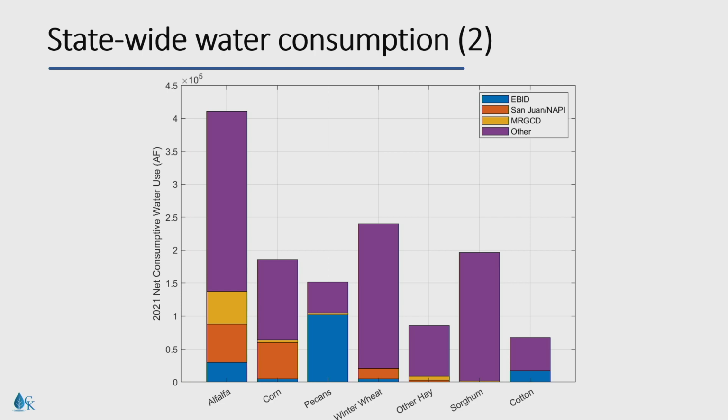And then we were contracted primarily to look at the Rio Grande and the Upper San Juan, and so that's why I was able to pull those irrigation districts out of this analysis. So we basically have EBID, San Juan, and the MRGCD, and then the rest of the state. And you can sort of see the breakdown of where those crops are being grown across the state and how much water is being used in all of those areas across the state. I think that's all I'll say about that.